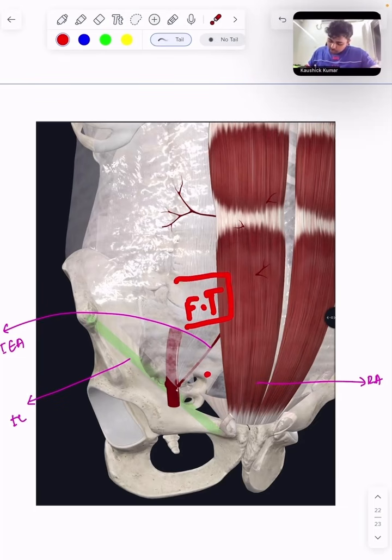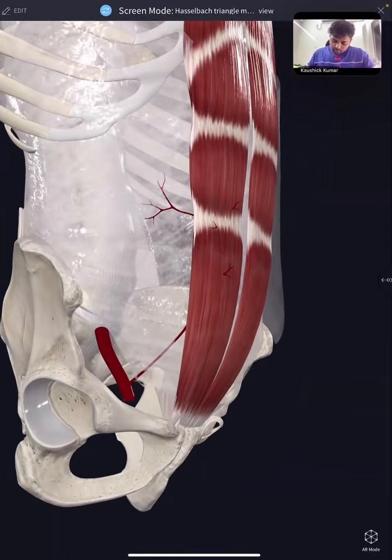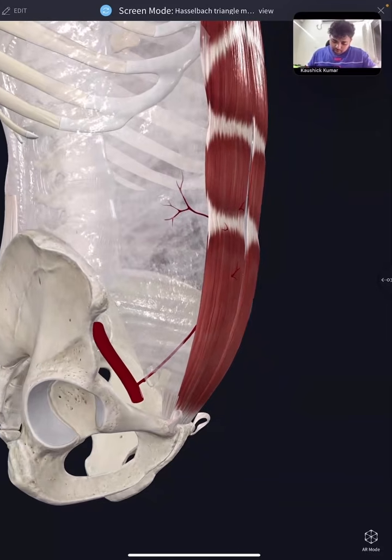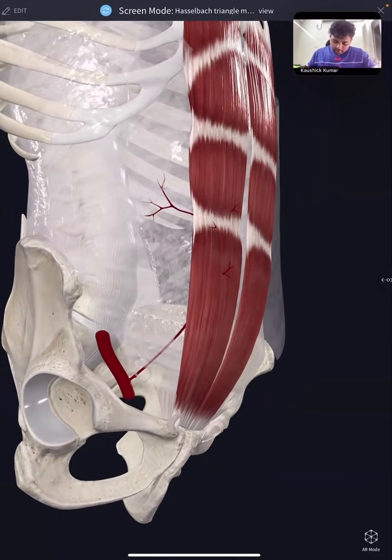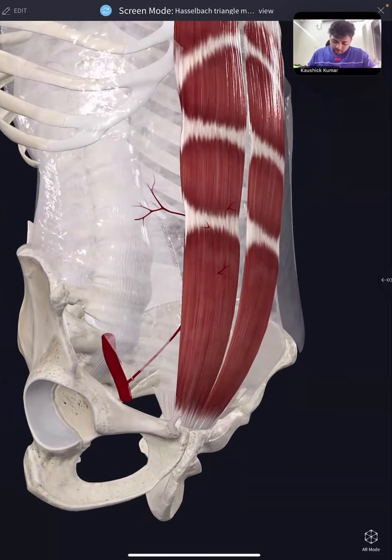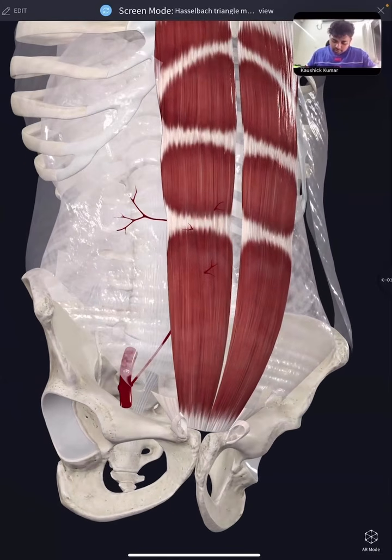So when this fascia transversalis is weak, through this area, content will pop out. So this is the significance of fascia transversalis and Hasselbach's triangle. In this video, we can observe fascia transversalis, the white layer, external iliac artery, and from external iliac artery, we have inferior epigastric artery running upside and rectus abdominis muscle. So there is our Hasselbach's triangle.